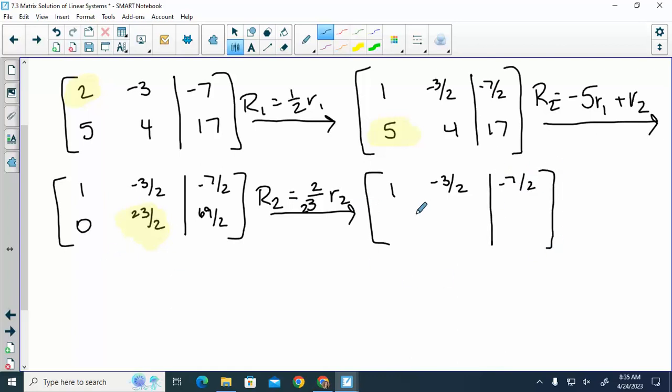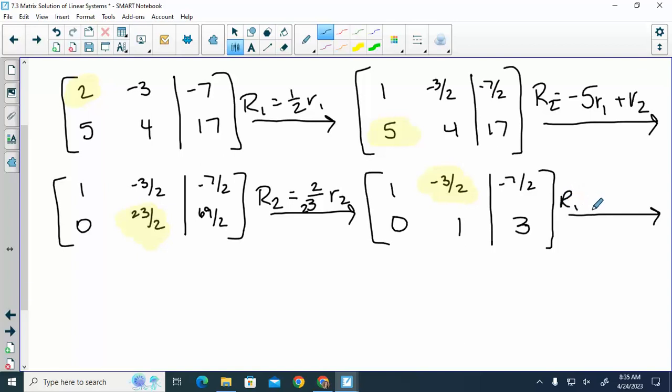So 0 times 2 over 23 is still 0. 2 over 23 times 23 over 2 is 1. 2 over 23 times 69 over 2. We are one step away. We need this to be 0. So, easiest way to get a 0. Which row are we changing?